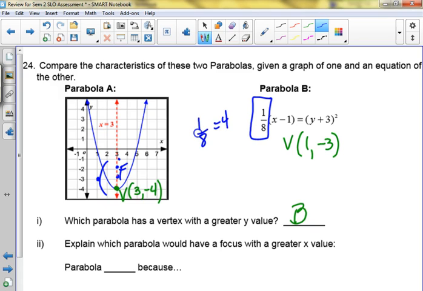1/8 equals 4p. If I divide both sides by 4, I get... Use your calculator if you need to. 1 over 32. So guess what? That means the focus is barely inside there, 1/32, okay? Or if you found the ordered pair, it would be 1 plus p. Is that what it says, guys? Is it h plus p?